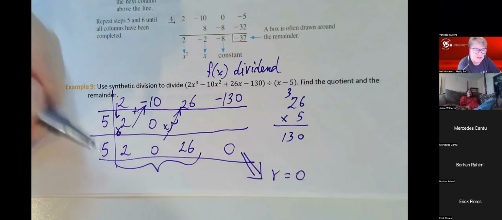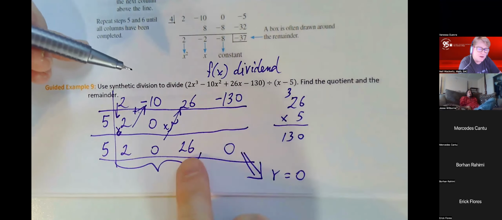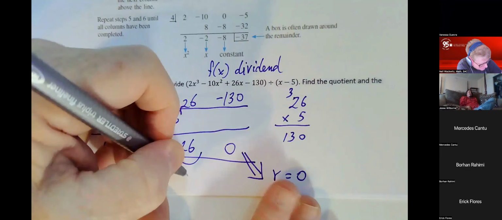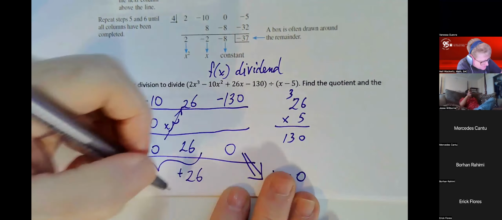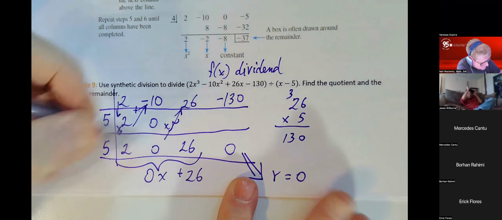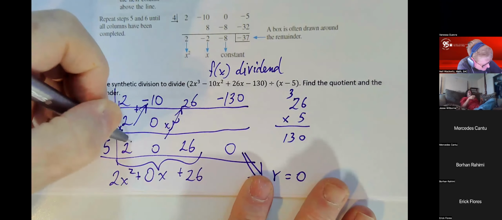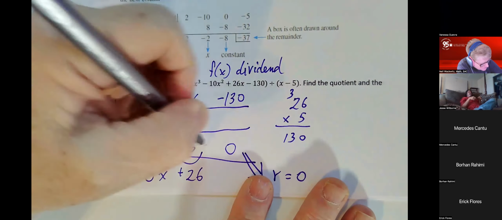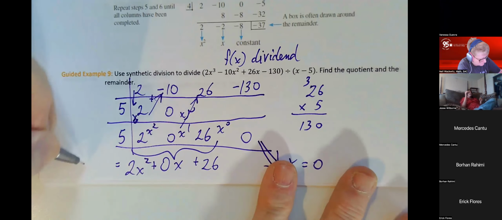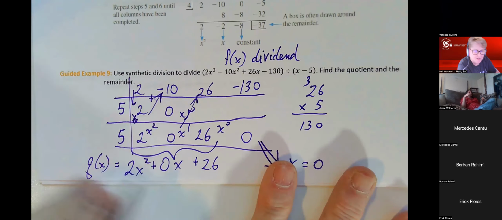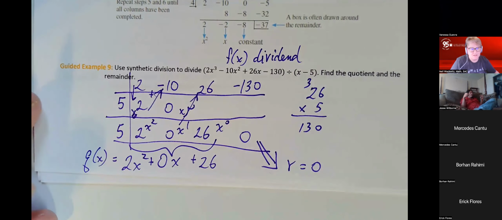The quotient is going to be the 3 terms that are left. Starting at the right of the quotient, we have the constant, so 26. Then we have the x term, 0x, and then we have the x squared term. So x squared, x to the first, x to the 0. We don't have to write the 0x, so the quotient is 2x squared plus 26.